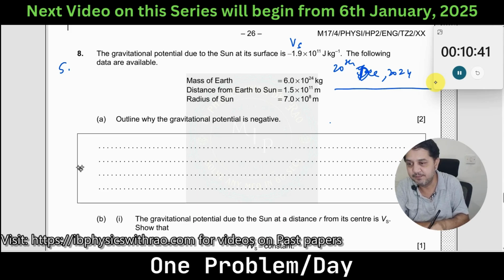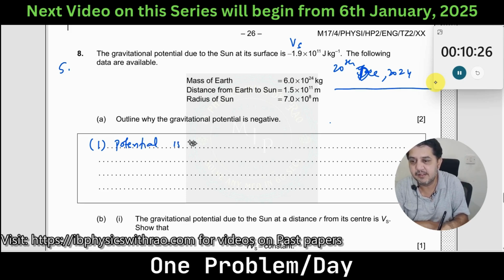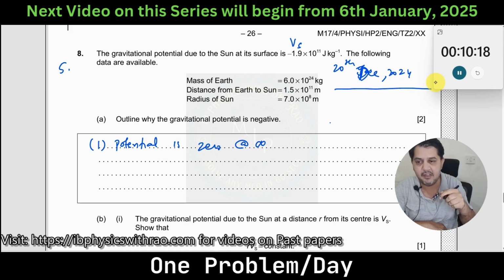What is the reason? The first reason, because there are 2 marks, I can say that potential is defined as 0 at infinity. Potential at the earth is negative, and where is it defined as 0? Potential is defined as 0 at infinity. So when you say it's an attractive potential, definitely potential has to become negative. This is one of the reasons.